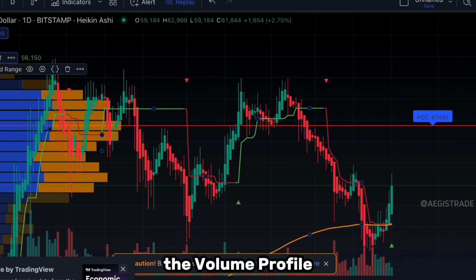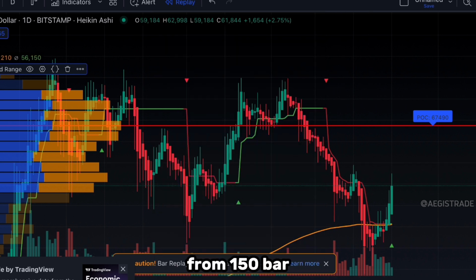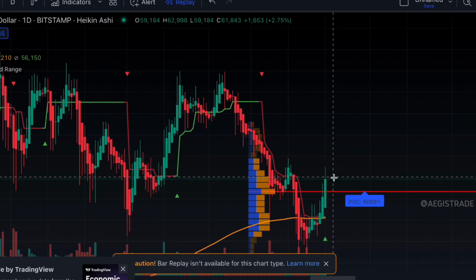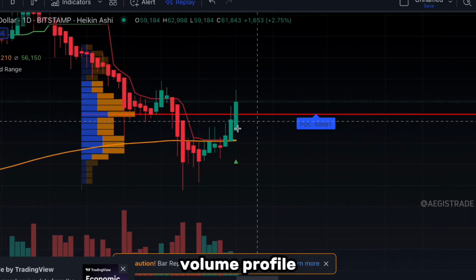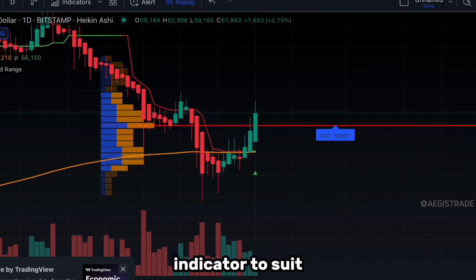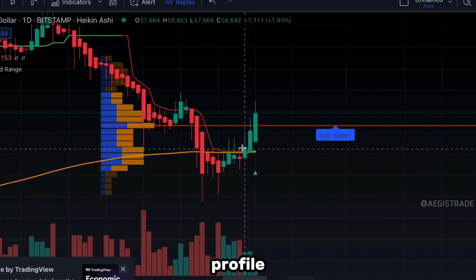You need to adjust the settings of the volume profile to increase the sensitivity of the chart based on your trading time frame. You can reduce the number of bars from 150 to a lower value around 20 to 30, depending on your time frame. After you have reduced the number of bars, it will show a more recent volume profile. Basically, you can optimize the volume profile indicator to suit your trading strategy and time frame. You can get information such as support and resistance from the volume profile to plan your trading strategy.